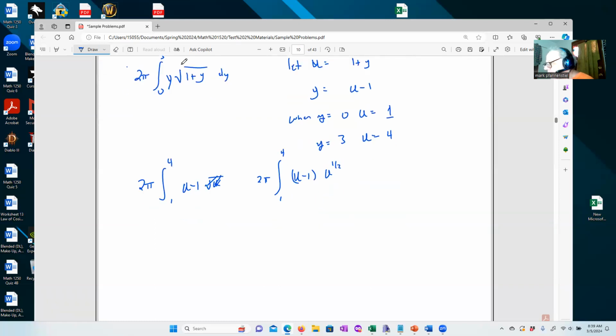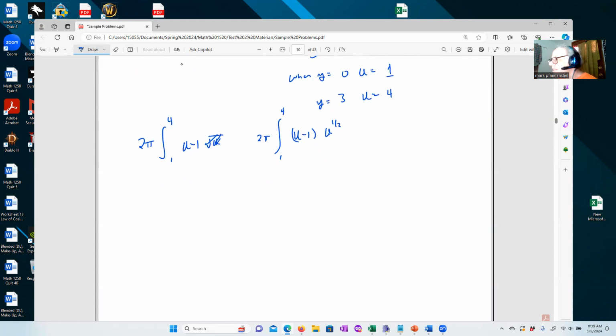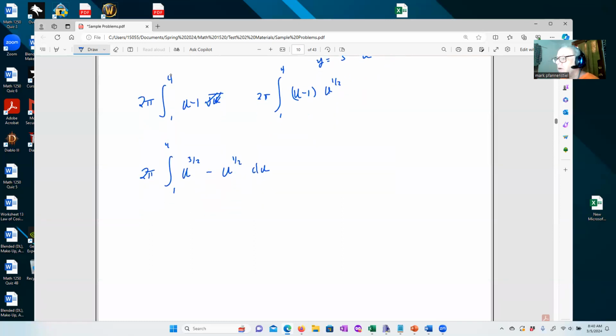There's nothing preventing me from distributing this term to this. If there's no pluses in here, and there isn't, then we can just multiply these exponents and deal with it that way. So we're going to have 2 pi integral u to the 3/2, right? 1/2 plus 1, minus u to the 1/2. And again, we're going from 1 to 4. And now we're in the u world. So we just end up with the u here. Okay. So go ahead and integrate.